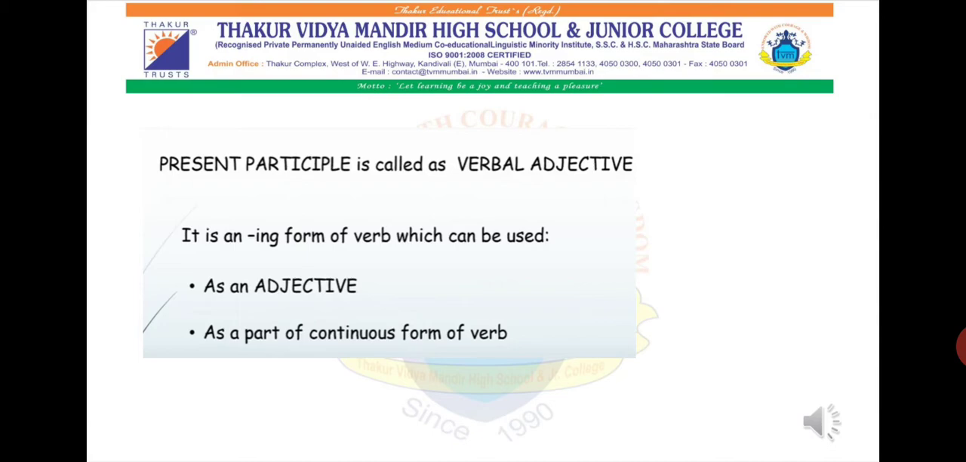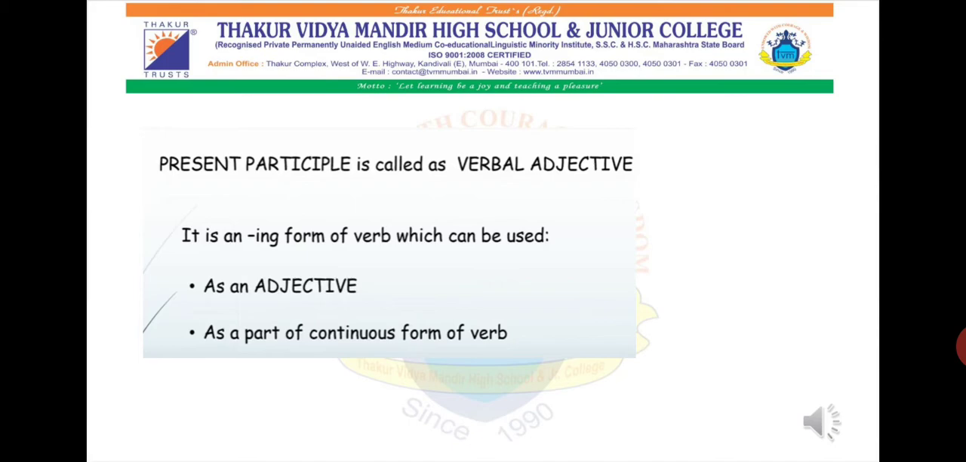So the present participle acts as a verbal adjective. It is an ing form of a verb which can be used as an adjective or as a part of a continuous form of a verb. Now, with a few examples, you will understand it. The trick to remember is, if in a particular sentence an action is ongoing, it is continuous, then that is a participle. I repeat it once again: if any action is ongoing, it is continuous, then it is a participle.